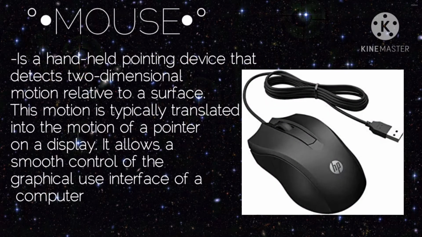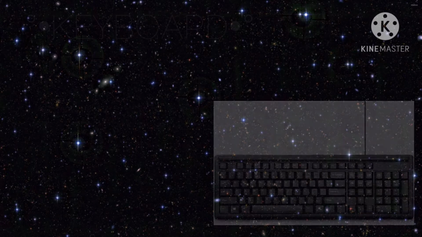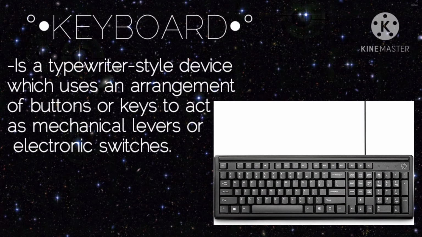Mouse is a handheld pointing device that detects two-dimensional motions relative to a surface. This motion is typically translated to the motion of a pointer on a display. It allows smooth control of the graphical user interface of a computer. Keyboard. It is a typewriter-style device which uses an arrangement of buttons or keys to act as mechanical levers or electronic switches.